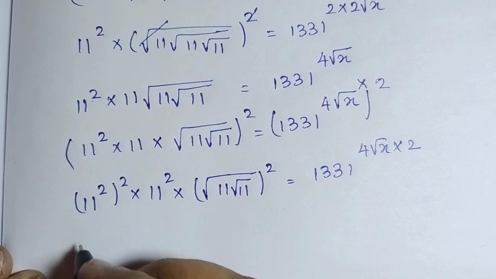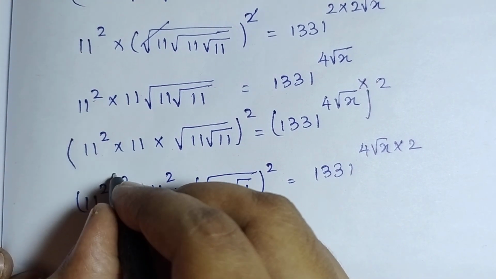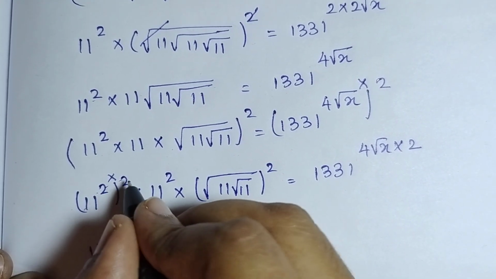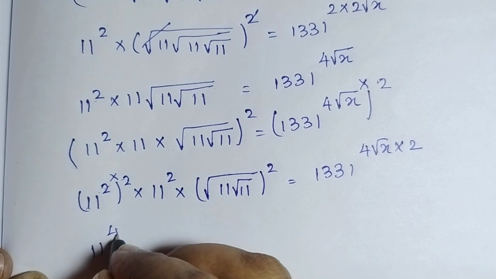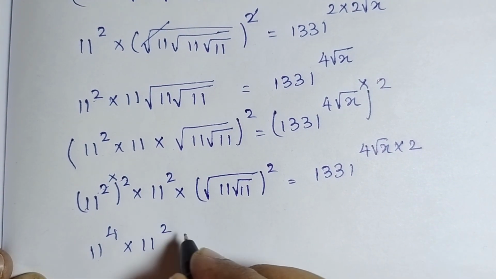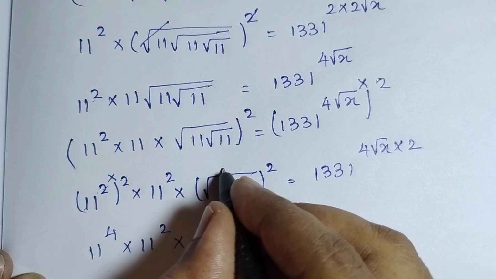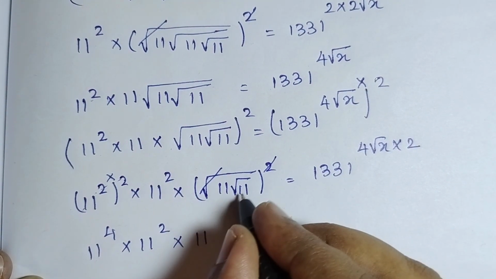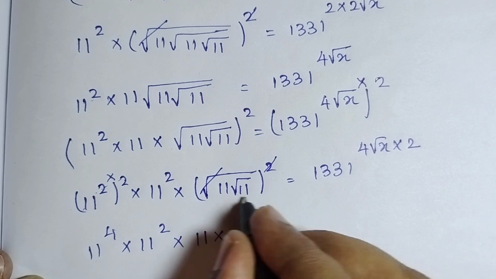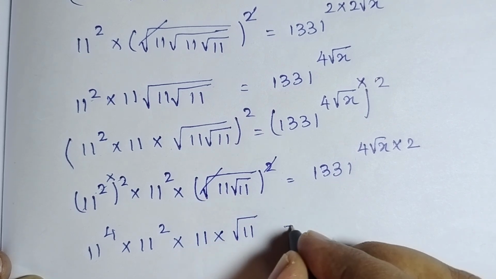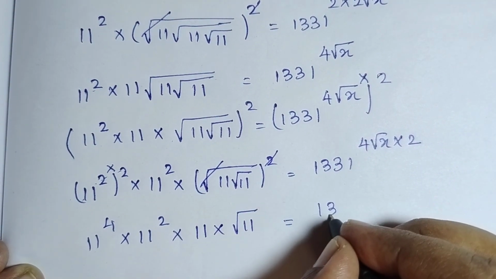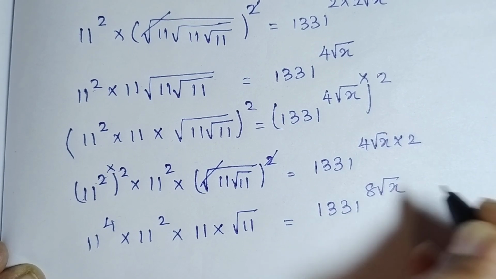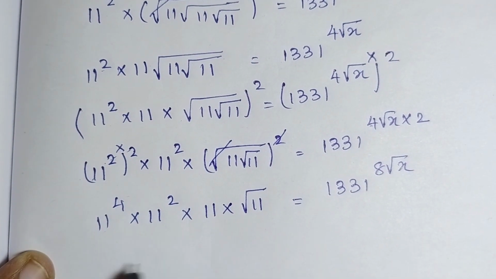Next step: this is also a power m the whole power n format, so these two will be multiplied. Therefore 2 into 2 is 4, into 11 square, and this root and square get cancelled. Therefore 11 into root 11, which is equal to 1331 to the power of 4 into 2, which is 8 root x. So first we need to simplify this.